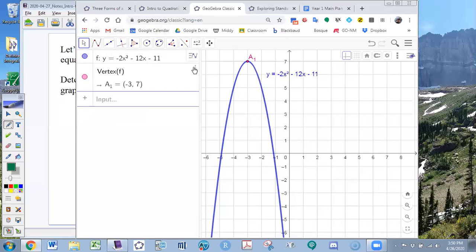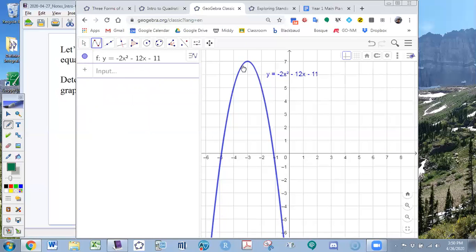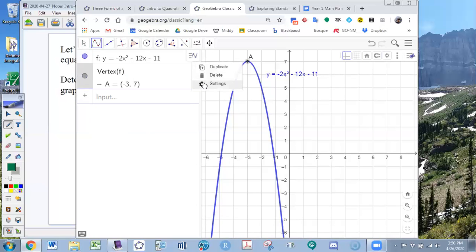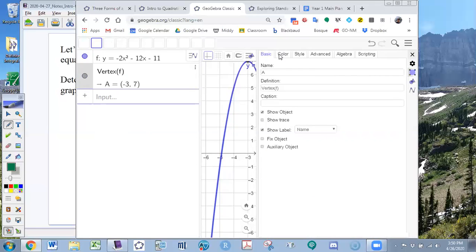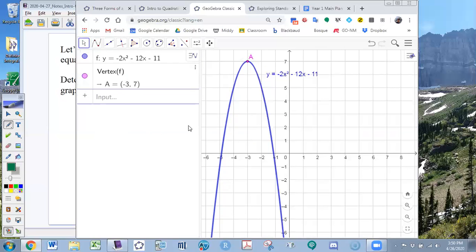Let me get rid of this one. Get rid of that one again, and let's try that again. Extremum, and pop right there. I'll grab that one and change it to another color. This nice bright pink. There we go. All right.